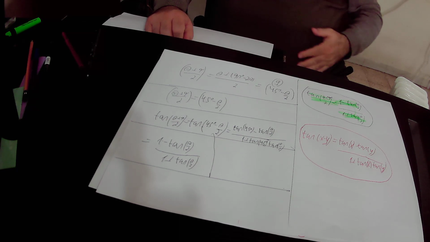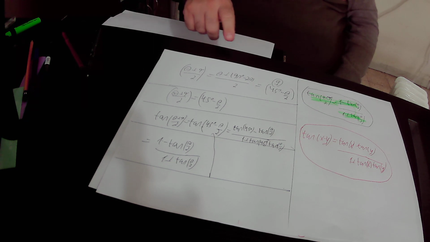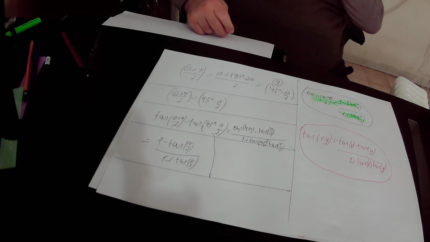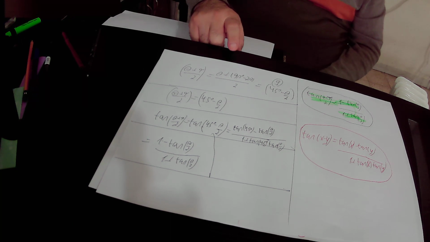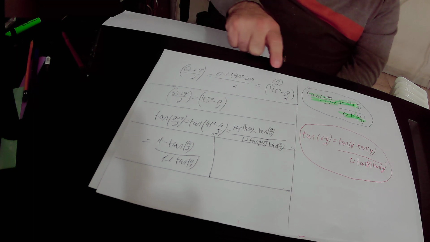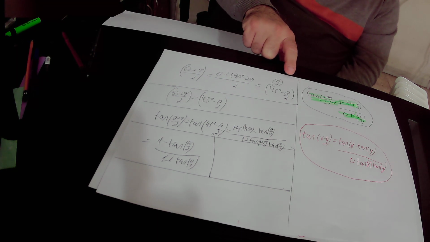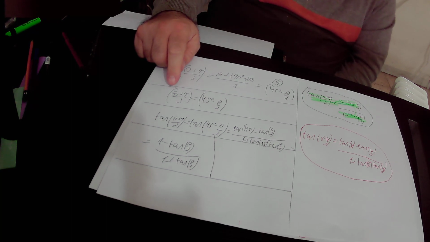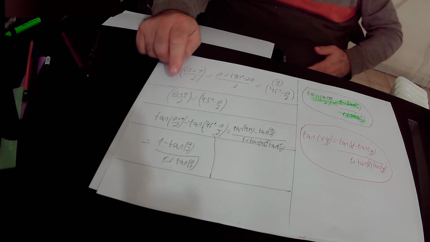So theta plus alpha over 2 will be equal to theta plus (90 degrees minus 2 theta) over 2. We open the brackets here. So here 90 degrees over 2 is 45 degrees, and theta minus theta minus 2 theta is minus theta. So in conclusion, we found out that theta plus alpha over 2 equals 45 degrees minus theta over 2.